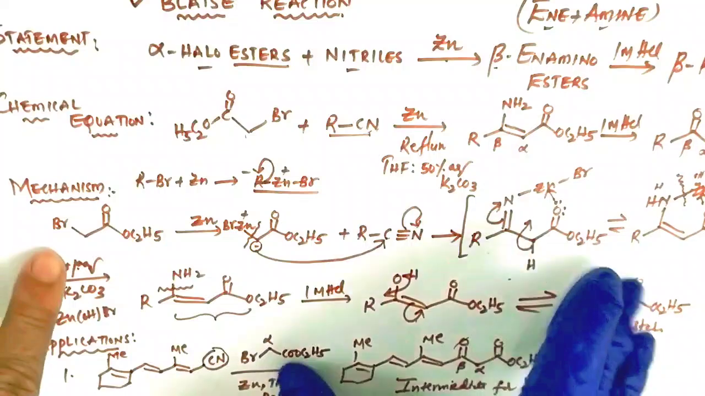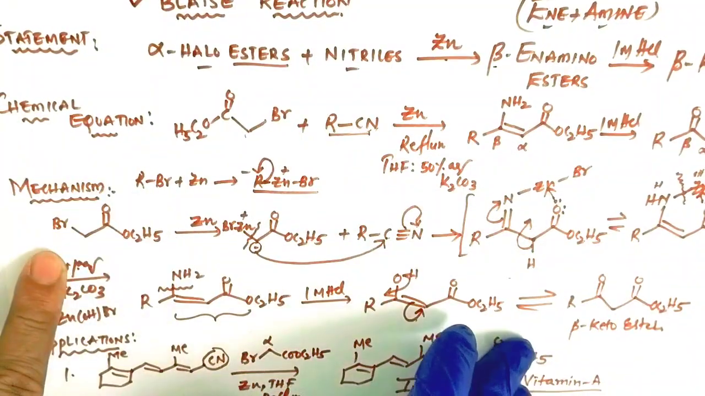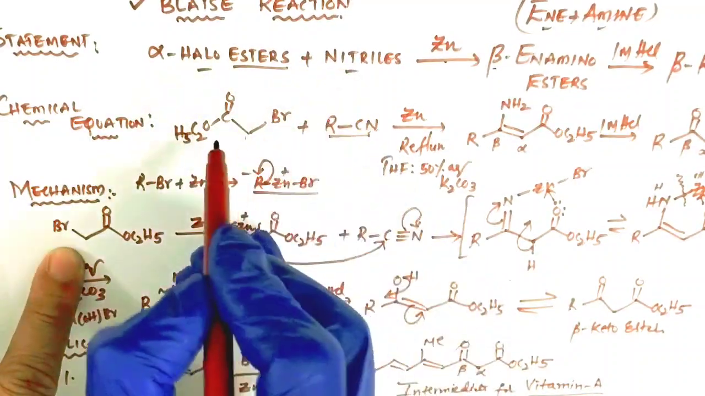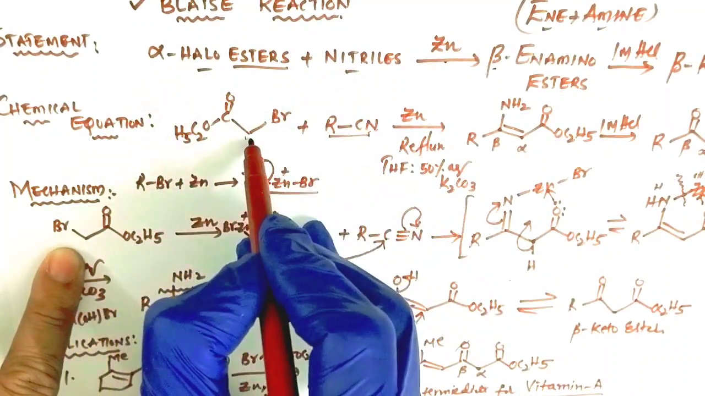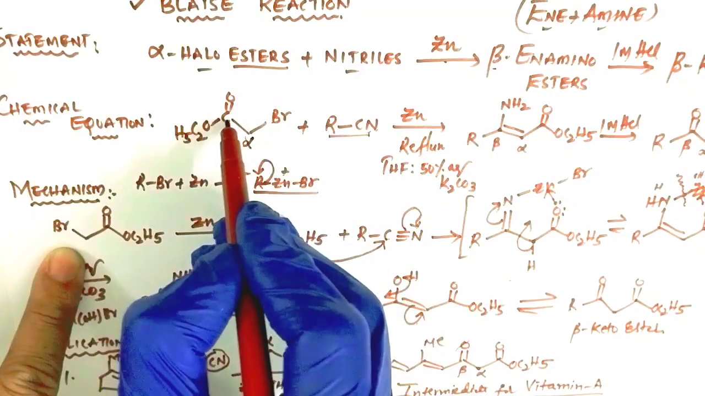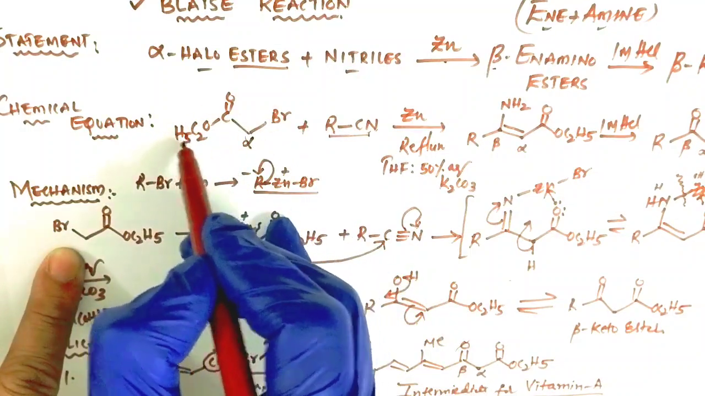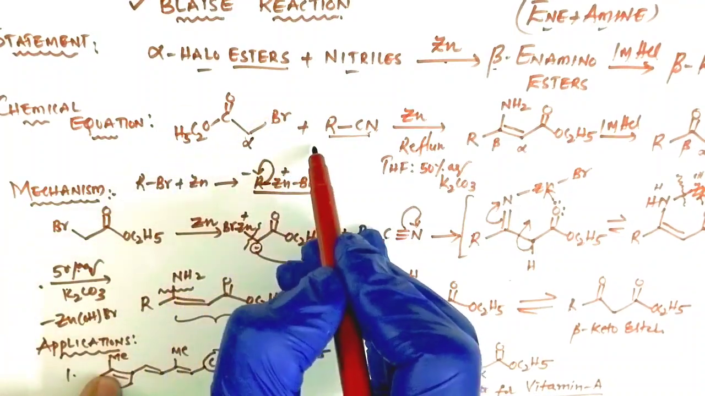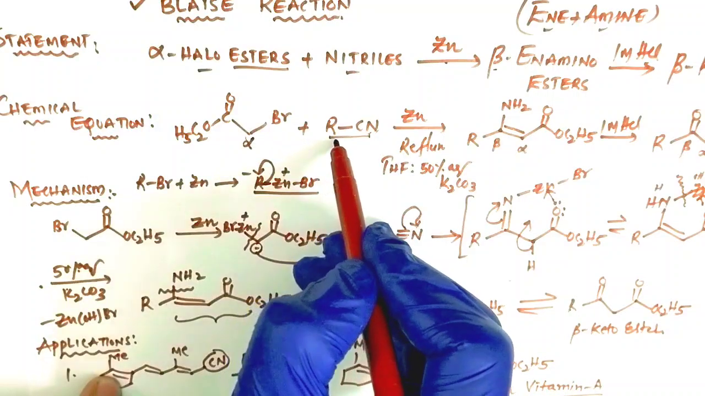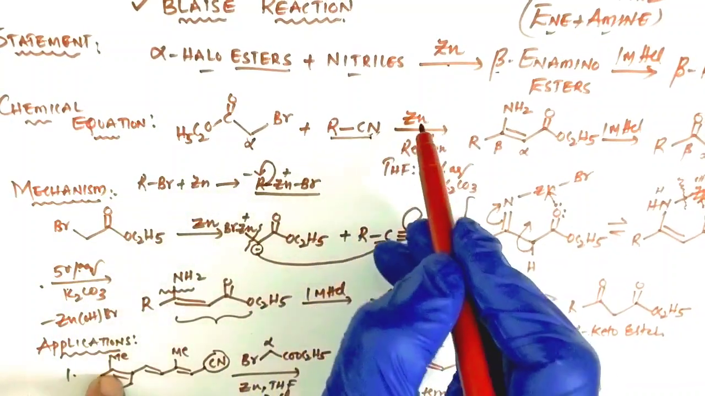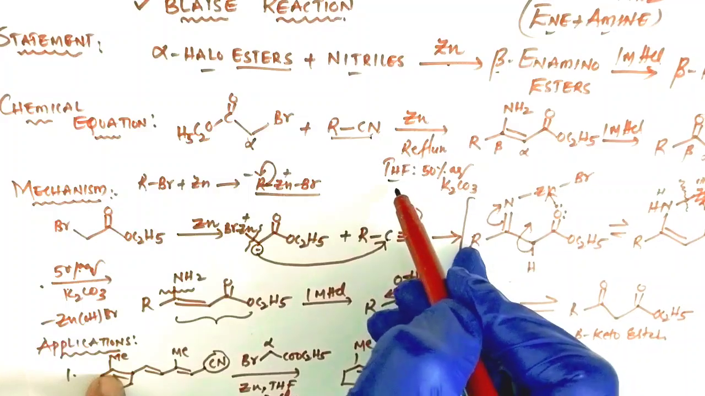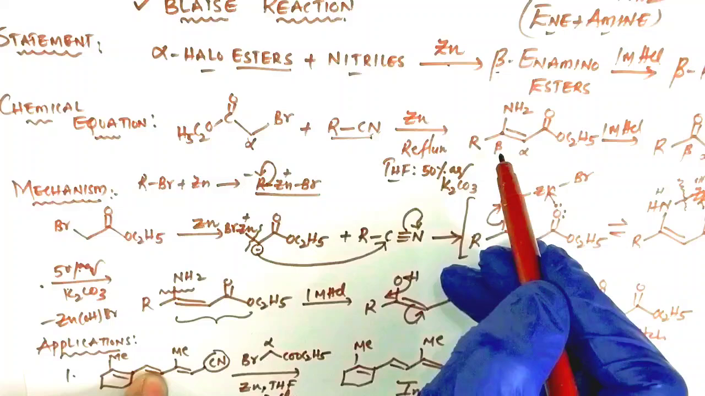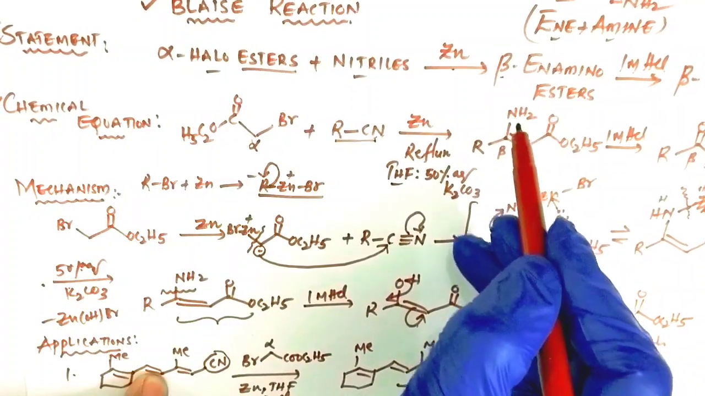Okay. The second component is chemical equation. So what are the reactants here? Alpha haloester and nitrile. We have taken one general compound, that is alpha bromo ester. Ester means C double bond O OC2H5. This is ester, right? At alpha position we have bromine, treated with nitrile, the general representation of nitrile is RCN, in presence of zinc, reflux, THF solvent, tetrahydrofuran, with 50% aqueous K2CO3, we come up with an amino ene.